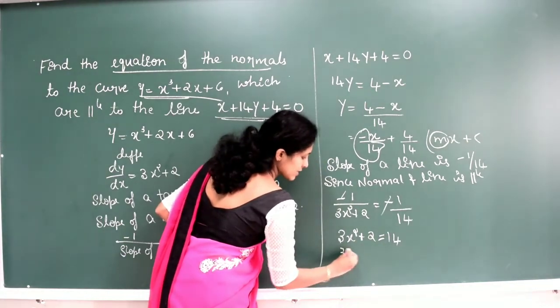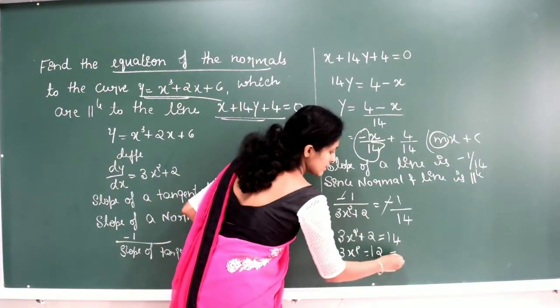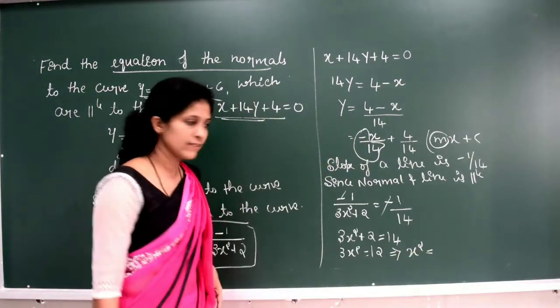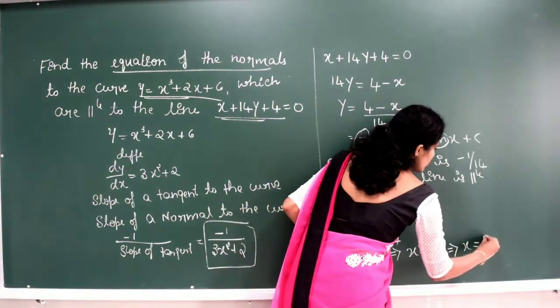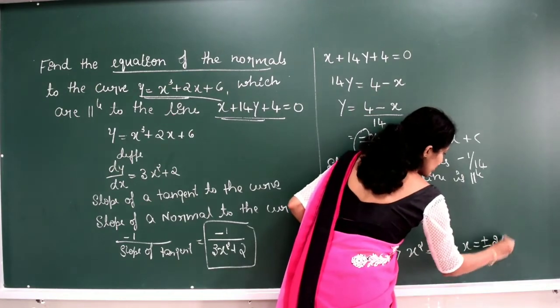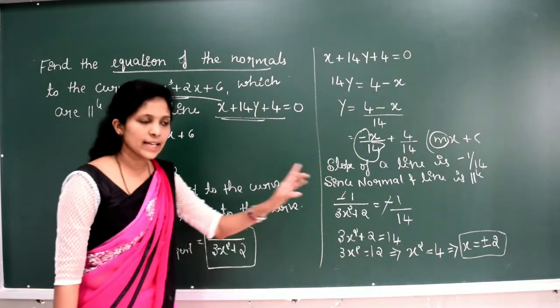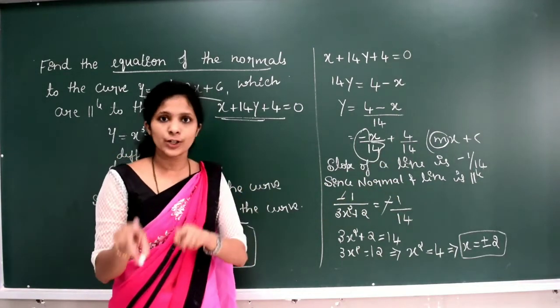So 3x square is equal to 14 minus 2, which is 12. Now x square is equal to 12 by 3, which is 4. So the possible value of x is, don't forget to write plus or minus, this is important, plus or minus 2. Is it clear? Now we got the value of x as plus or minus 2. What do you have to find? The equation of a normal, right?